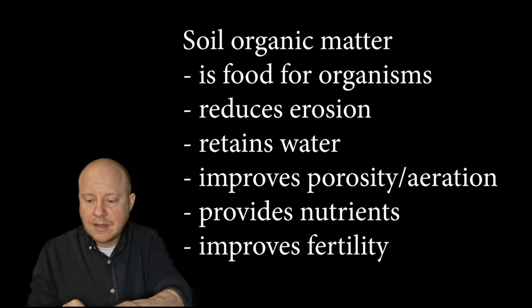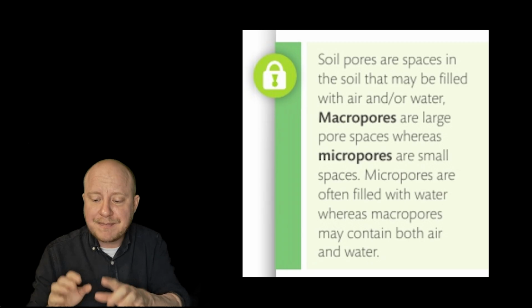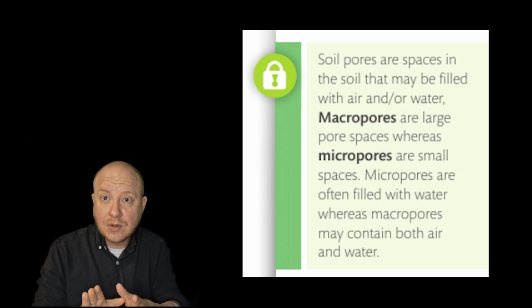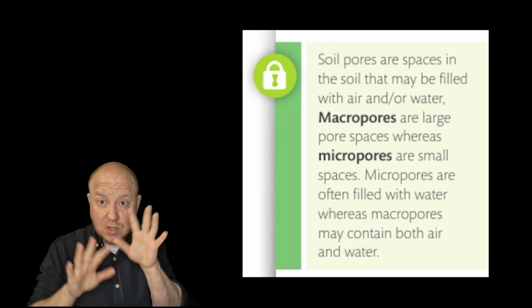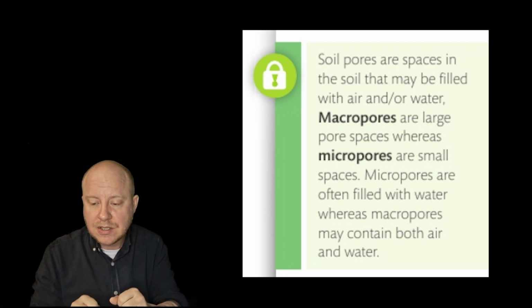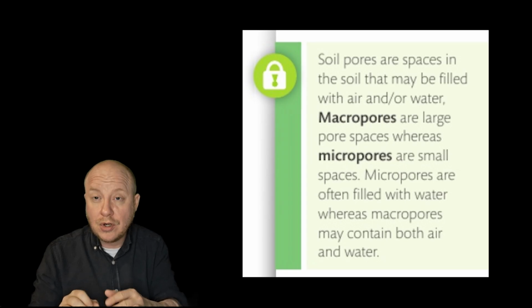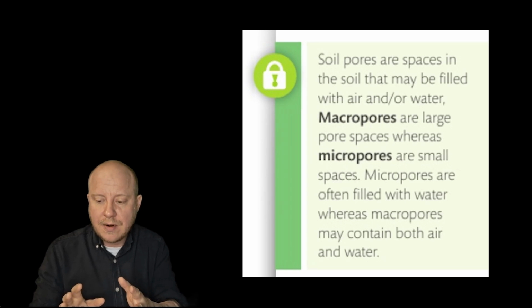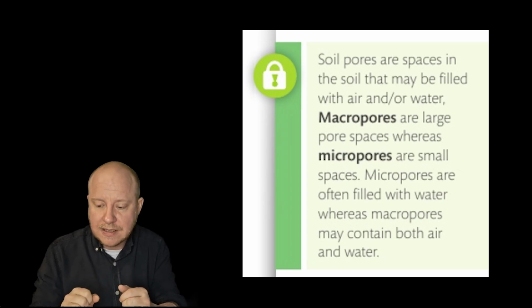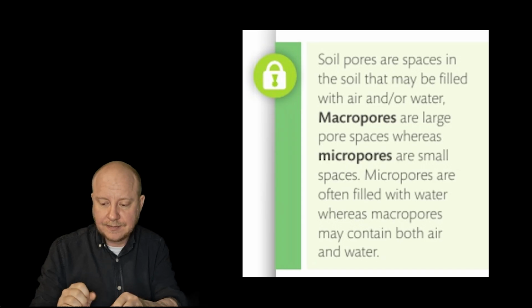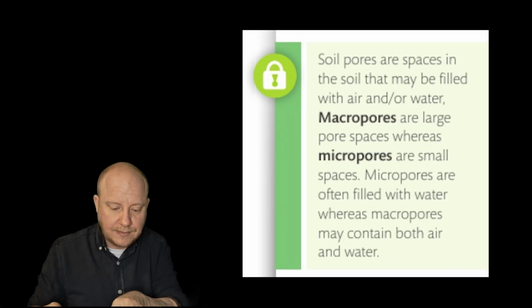Soil pores are spaces in the soil that are filled with air and or water. So that's what I was talking about, these in-between places. They're called soil pores. Macropores are large pore spaces, whereas micropores are small spaces. Micropores are often filled with water, whereas macropores may contain both air and water.